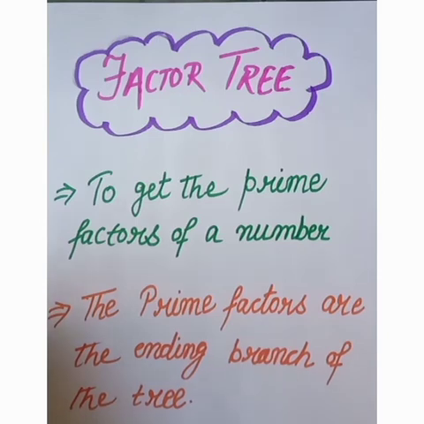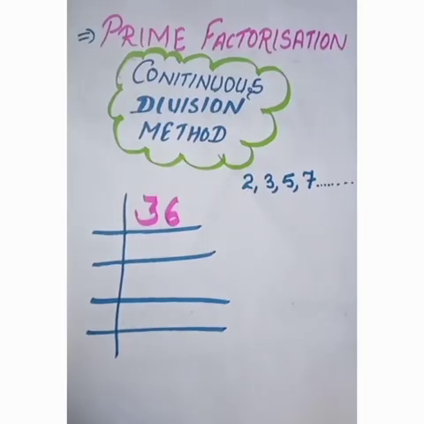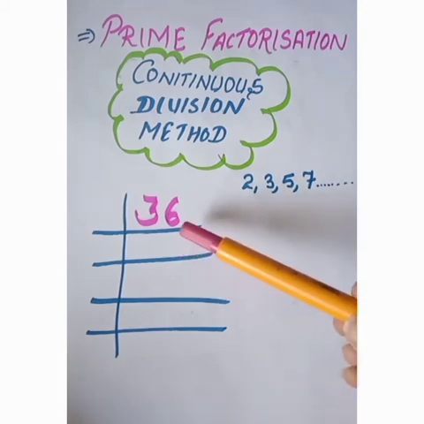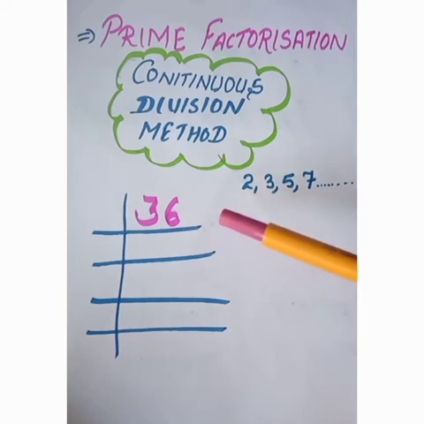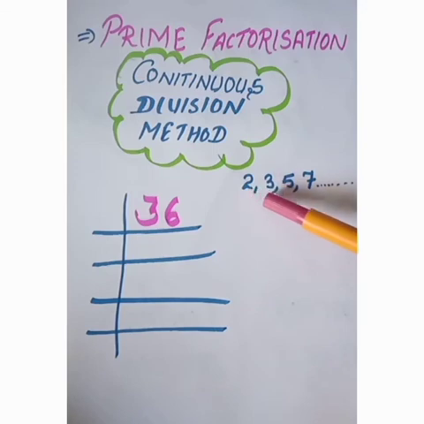To find the prime factorization, the next method is the continuous division method. In this we'll find the prime factors of 36 through the continuous division method. But we have to divide the number 36 only and only with prime numbers. So let's think about the smallest prime numbers. The smallest prime number is 2, after that 3, 5, 7 and so on.